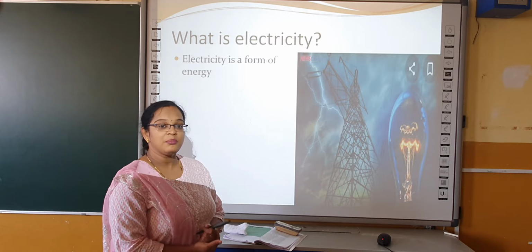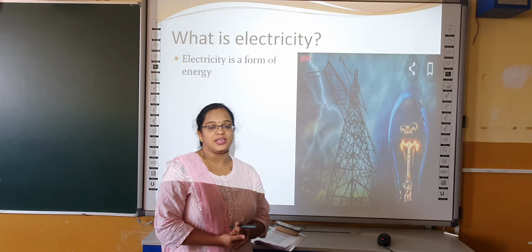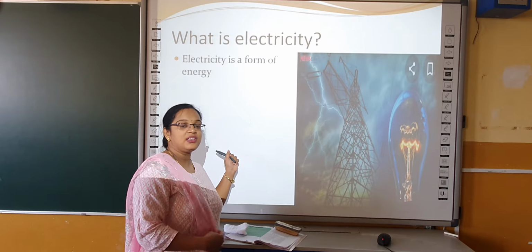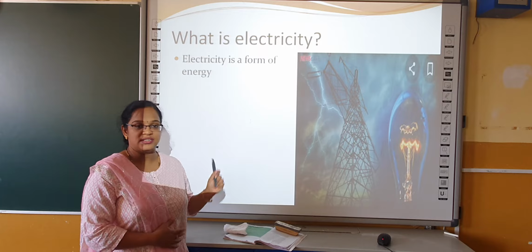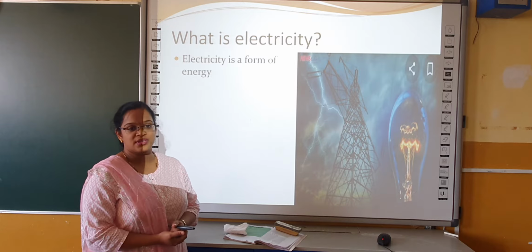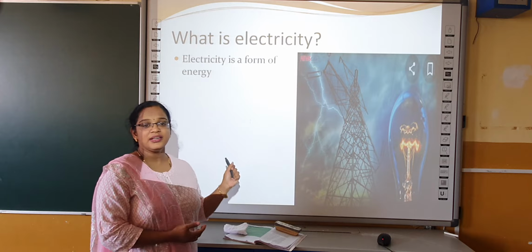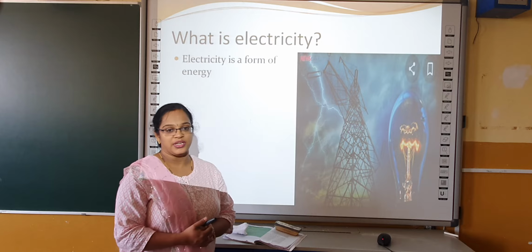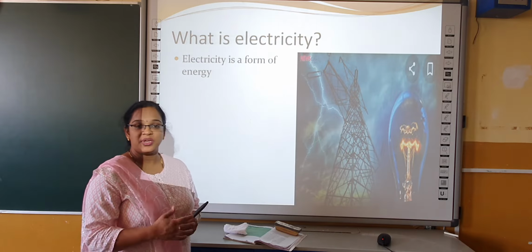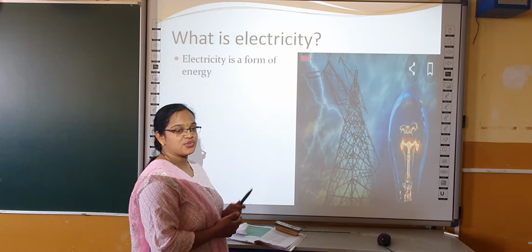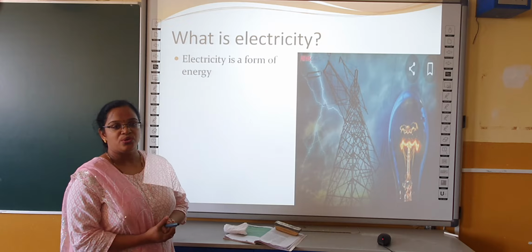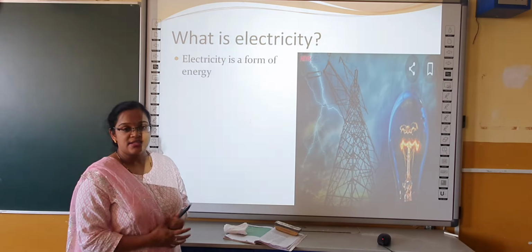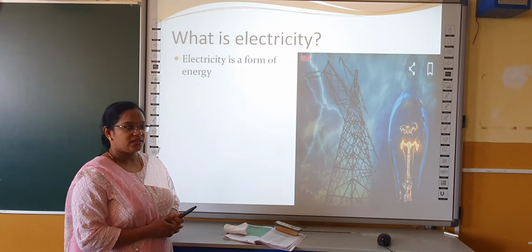Electrical energy can be converted into heat energy. Example, electric heater. In that, if you give electricity, it is converted into heat energy. Electric iron box. And electrical energy can be converted into light energy. Example, tube light. So, electrical energy can be converted into sound energy. So, it is easily converted into other forms of energy. Therefore, electricity is called a form of energy.